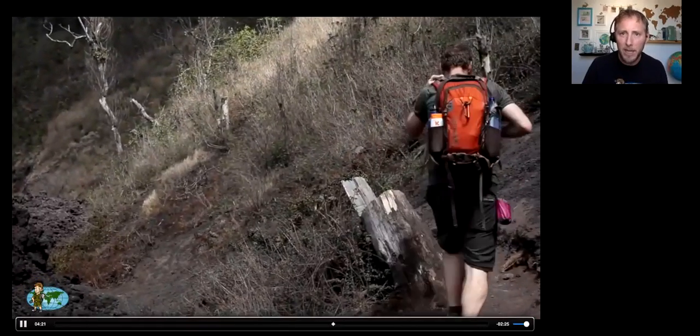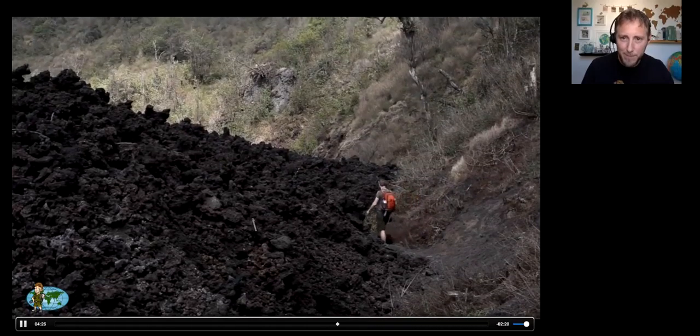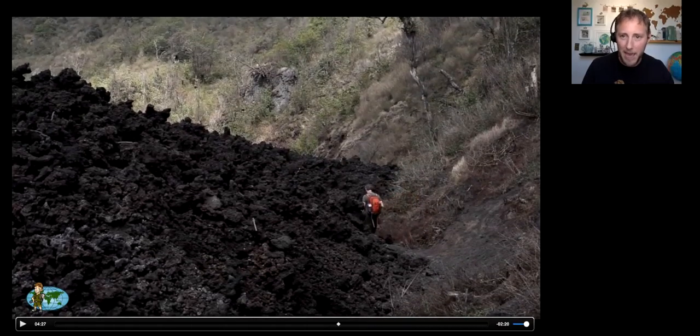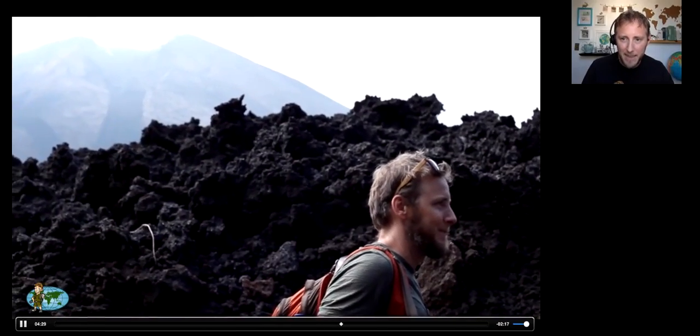This is me walking, so I'm about 6'1" tall. So if I pause it right there, look where I am. I'm 6'1". So imagine how much lava is just stacked up right here. So that's quite a bit of lava that flowed down from the 2010 eruption. And that's Pacaya in the background.